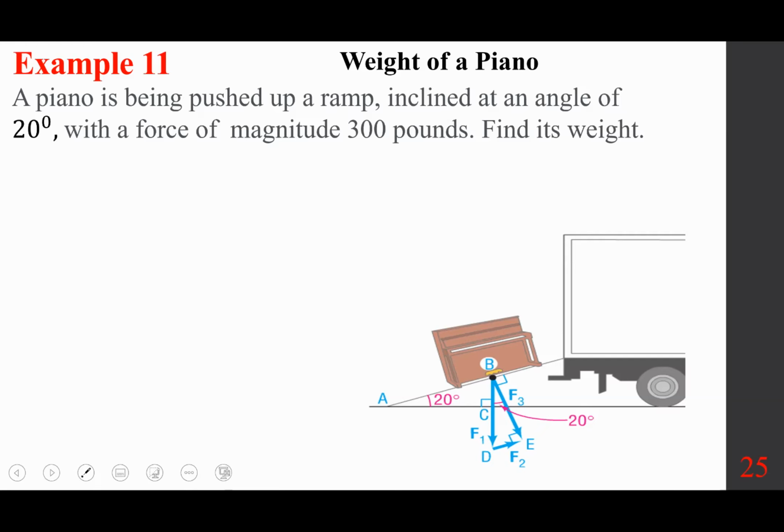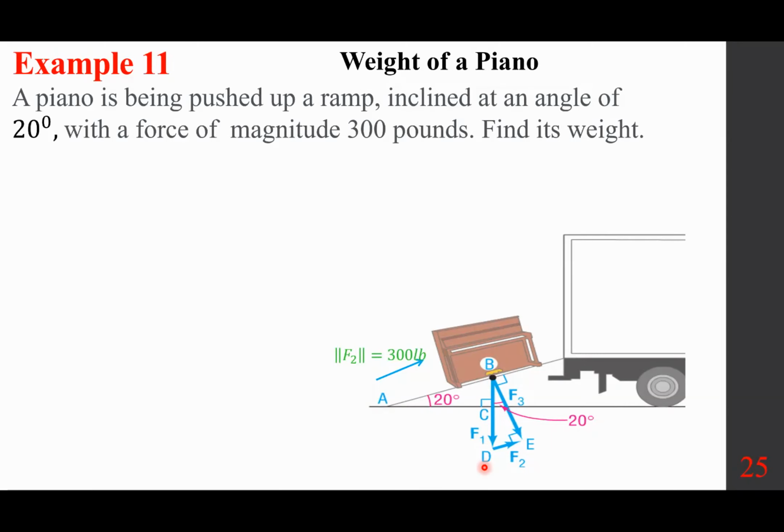A piano is being pushed up a ramp inclined at an angle of 20 degrees with a force magnitude of 300 pounds going this way. So we want to find its weight. First and foremost, we need to understand that we are pushing it this way, parallel to this ramp, and the magnitude is 300 pounds. So the force this way is 300 pounds.